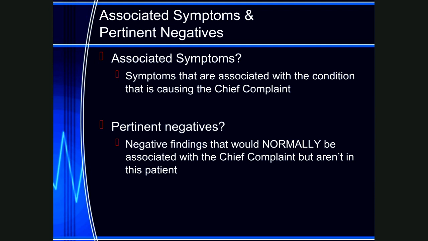Pertinent negatives are negative findings that would normally be associated with the chief complaint, but aren't in the patient that you're dealing with. The patient's complaining of chest pain, but has no dyspnea or pain that radiates to the jaw. That is pertinent negatives.